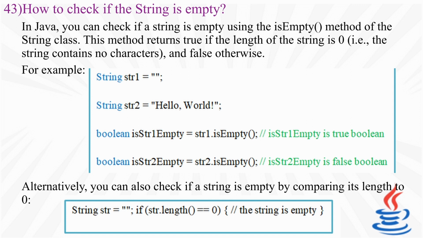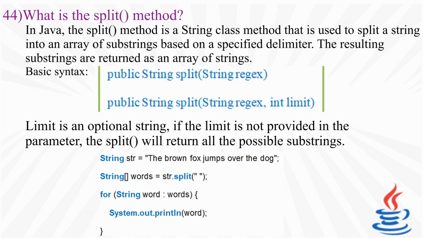Alternatively, you can also check if a string is empty by comparing its length to 0. However, using the isEmpty method is generally considered more readable and idiomatic. Next question is, what is the split method? In Java, the split method is a string class method that is used to split a string into an array of substrings based on a specific delimiter. The resulting substrings are returned as an array of strings.